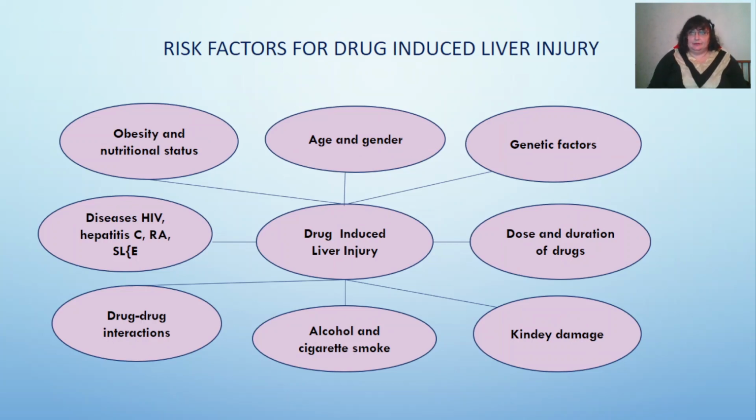We will continue our topic. We will discuss risk factors for drug-induced liver injury. As you see, there are several risk factors for drug-induced liver injury: age and gender, genetic factors, dose and duration of drugs, kidney damage, alcohol and cigarette smoke, drug-drug interaction, diseases such as HIV, hepatitis C, CRA, SLE, obesity, and nutritional status at least.